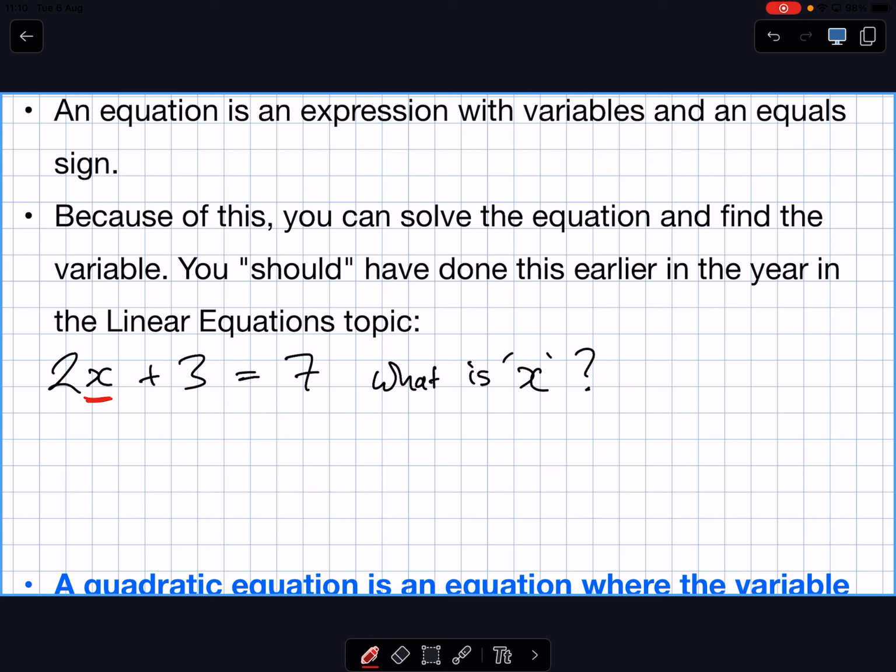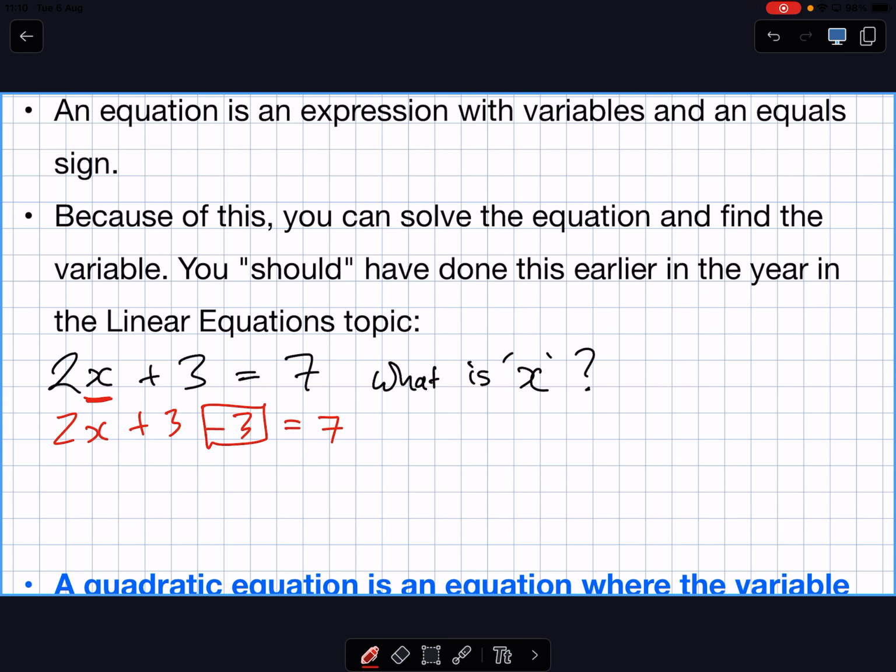I want to get rid of this plus 3. What is the opposite of adding 3 to something? Minusing 3. What do I have to do on both sides to make sure that I don't change the question? If I take 3 from one side, what do I have to do on the other side? Take 3 as well.